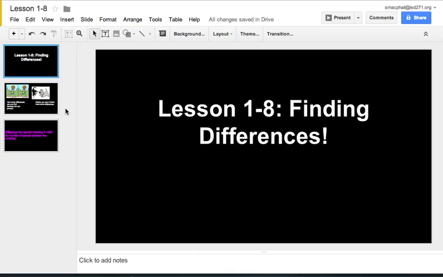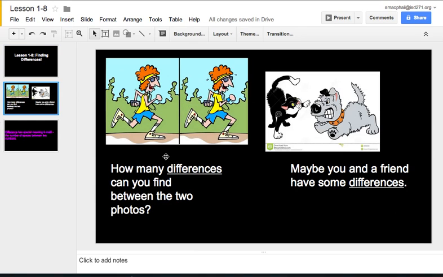To start off, you have probably heard the word differences before and we use it in math class, but it's also used outside of math class too. For example, maybe you've seen these pictures before, which is some guy looking like he's running, and the question sometimes is how many differences can you find between the two photos? So you're looking for things that are different between the two pictures. If I really wanted you to do this, and you can, not going to stop you, you'd see that he's got a star on his shoe that's different from the circle, and he's sweating on this side compared to that side. So there's differences between those two pictures.